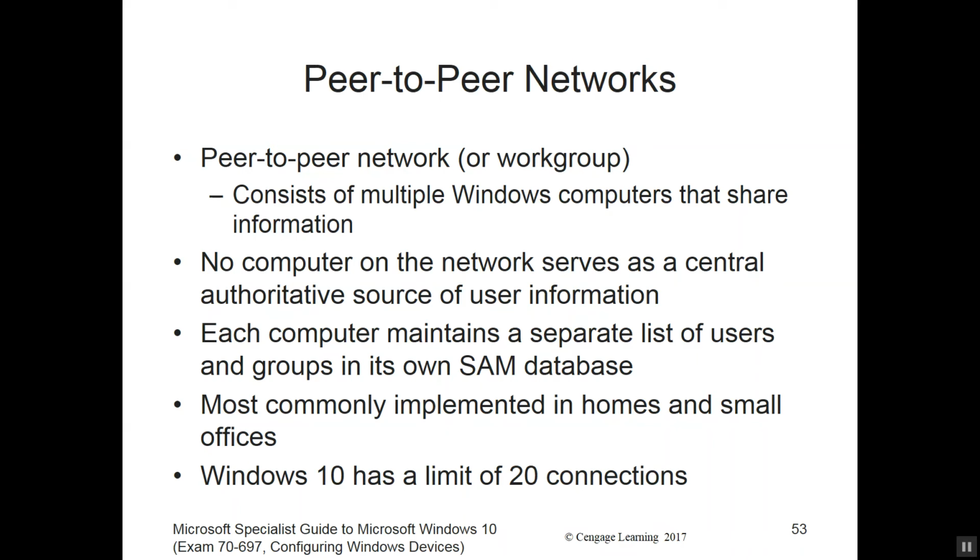So it's just like a group of people that came together, but there is no leader in the group. No one person knows everything, or may know more than all the rest. They're all just individuals in a group. Each computer maintains a separate list of users and groups in its own SAM database. It's most commonly implemented in homes and very small offices. Windows 10 has a limit of 20 connections in a peer-to-peer environment.